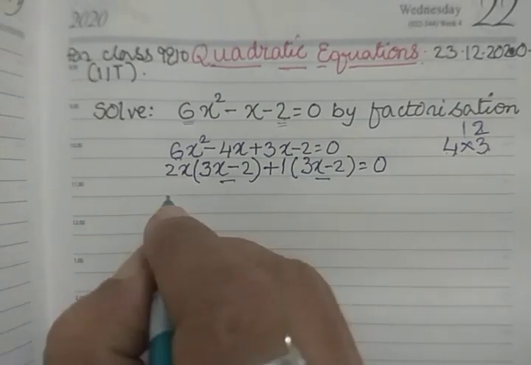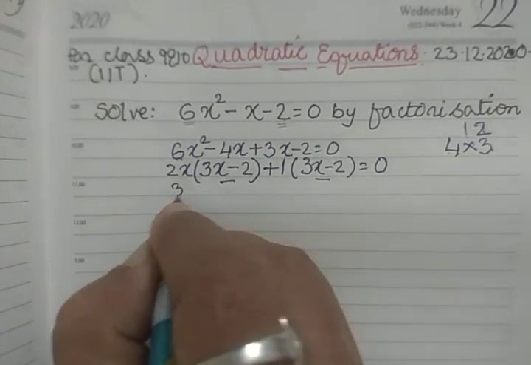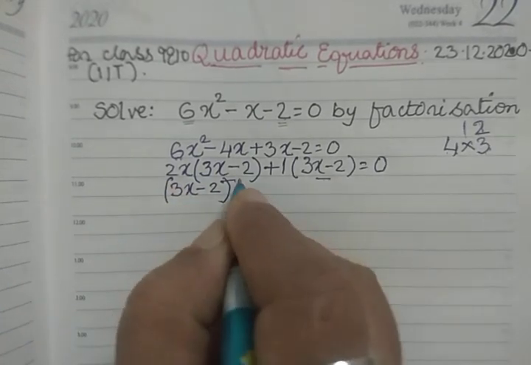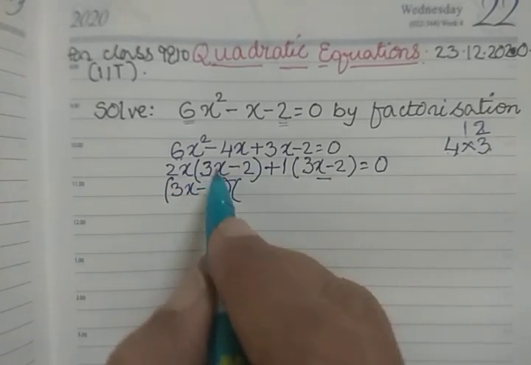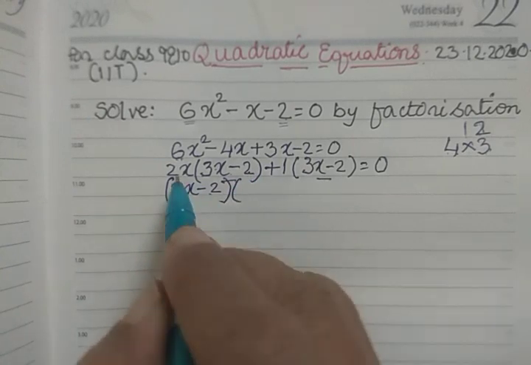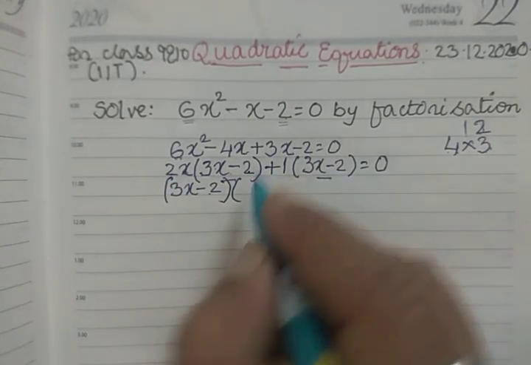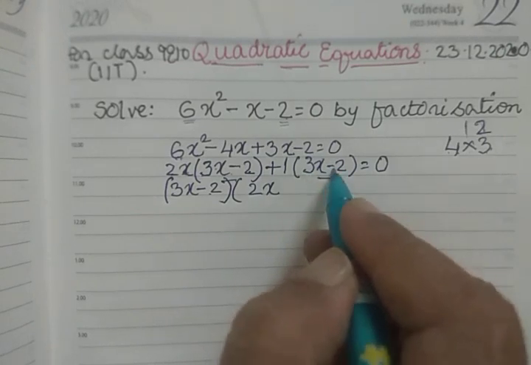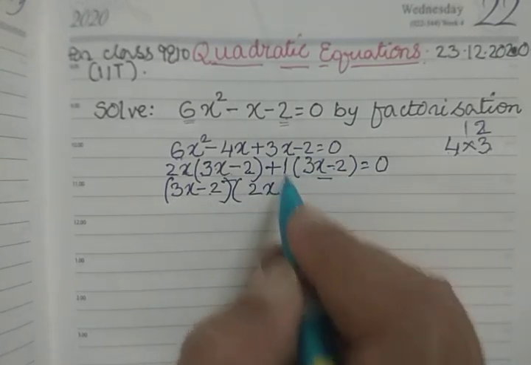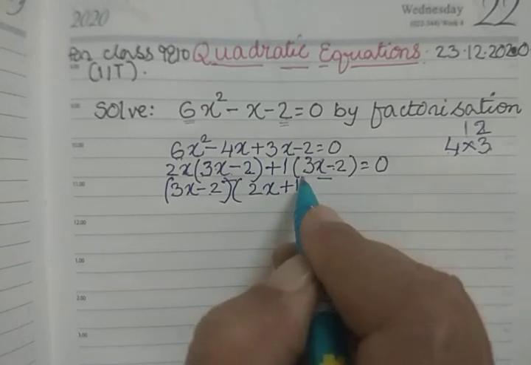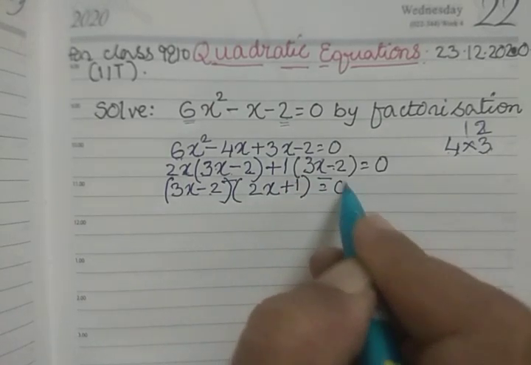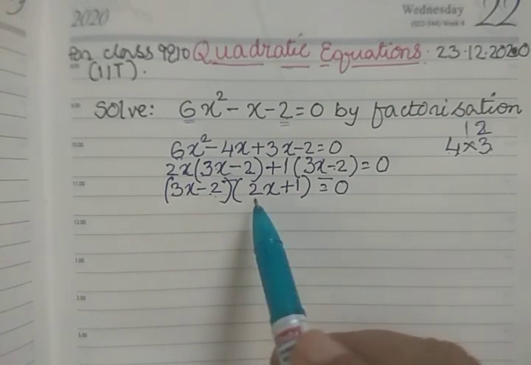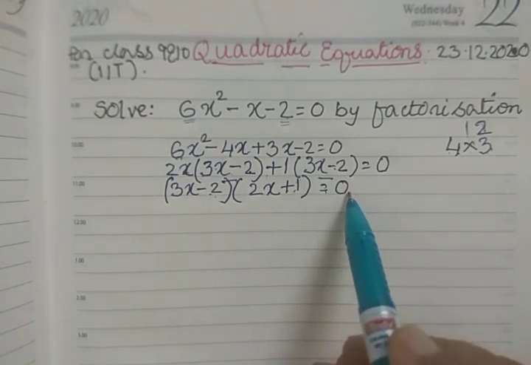Let us take 3x minus 2 common. If this 3x minus 2 goes, then here 2x is left. And if this 3x minus 2 goes, then here plus 1 remains, is equal to 0. So the product of 3x minus 2 and 2x plus 1 is equal to 0.